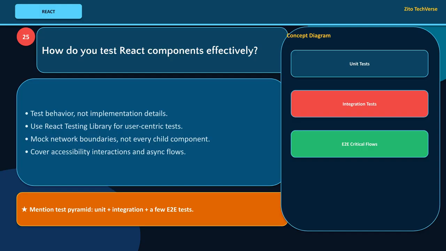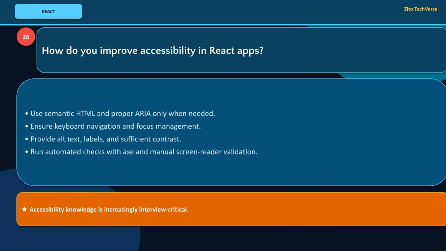Question 25. How do you test React effectively? Focus on the test pyramid, balancing unit, integration, and end-to-end tests. Use React Testing Library to test user behavior rather than implementation details. Avoid mocking child components. Instead, mock network boundaries to simulate real interactions.